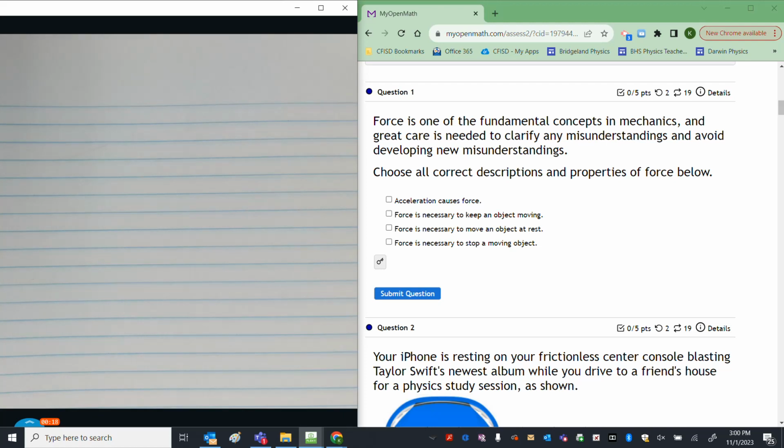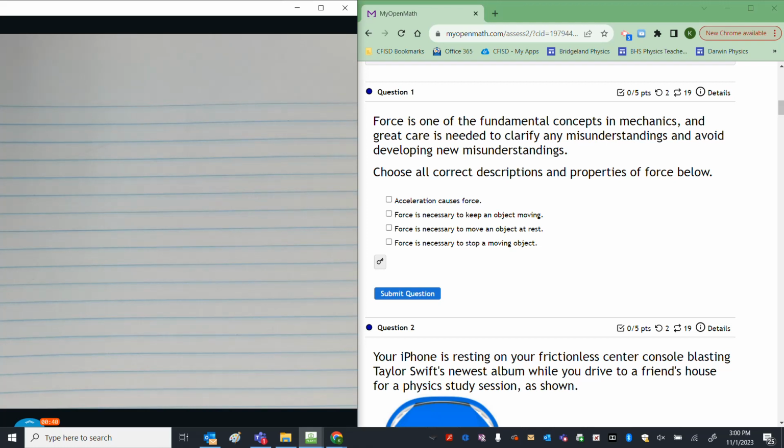says, force is one of the fundamental concepts in mechanics, and great care is needed to clarify any misunderstandings and avoid developing new misunderstandings. Choose all correct descriptions and properties of force below. And so you have some options here, and this is a multiple response question, so you can check all of the boxes, just 1, 2, 3, however many you think are correct.